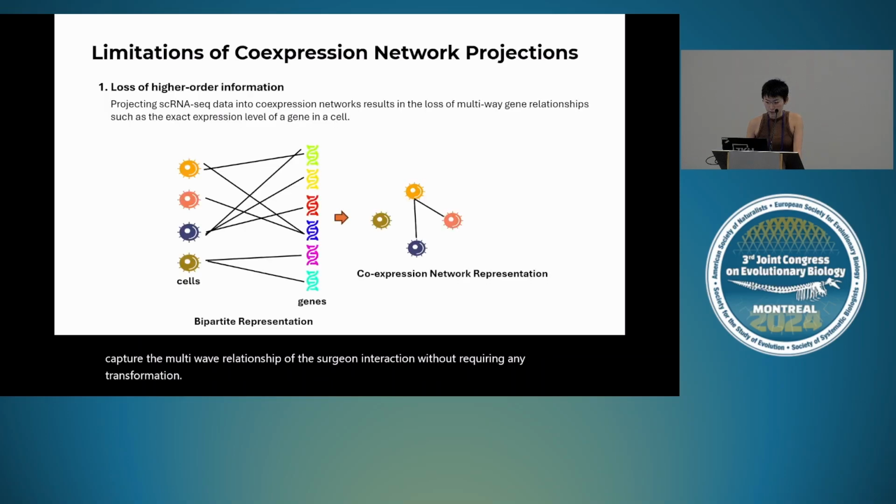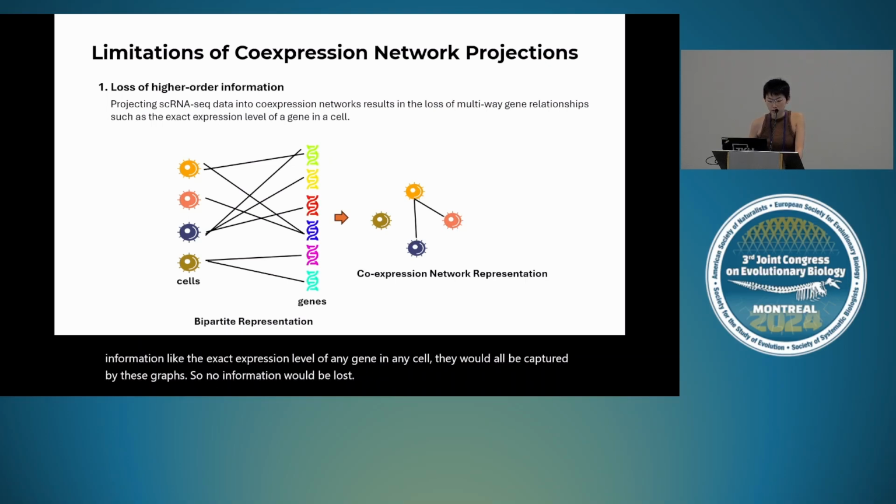And then next, we'll discuss the limitation of projecting single-cell RNA-seq data into co-expression networks, which are the most conventional type of projection. So if we use a bipartite projection where one type of nodes are the cells and the other type of nodes are the genes, then all the information, like the exact expression level of any gene in any cell, would all be captured by this graph, so no information would be lost.